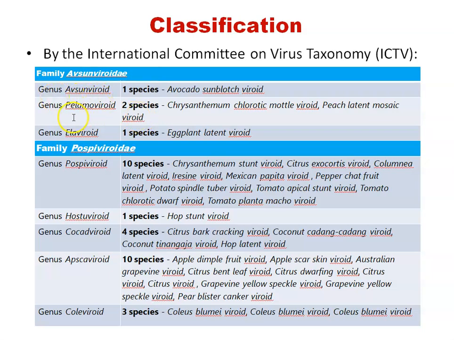Genus Avsunviroid, then Pelamoviroid and Elaviroid. The first genus has 1 species, that is avocado sunblotch viroid. Genus Pelamoviroid has 2 species, chrysanthemum chlorotic mottle viroid and peach latent mosaic viroid. Similarly, the third genus, Elaviroid, has 1 species, eggplant latent viroid. The second family, Pospiviroidae, has 5 genera and 28 different species. Genus Pospiviroid has 10 species, genus Hostuviroid has 1 species, and genus Cocadviroid has 4 species. Genus Apscaviroid has 10 species, and genus Coleviroid has 3 species.